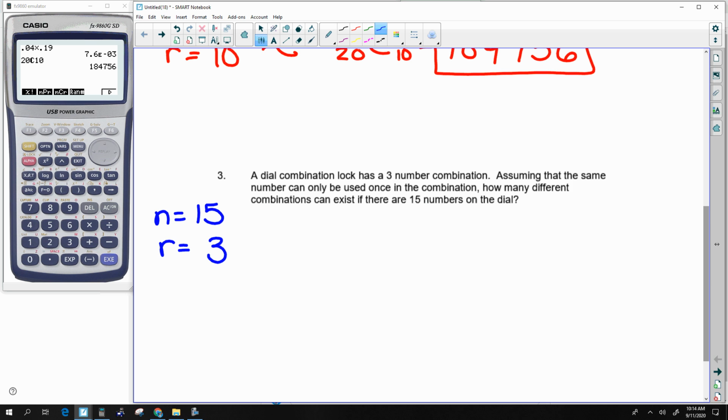Okay, on your dial lock, does the order matter in which those numbers come? Yes, the order does matter. I have to get the sequence right to have that thing unlocked. That means the order does matter. That makes it a permutation. So that would be 15 permute 3.